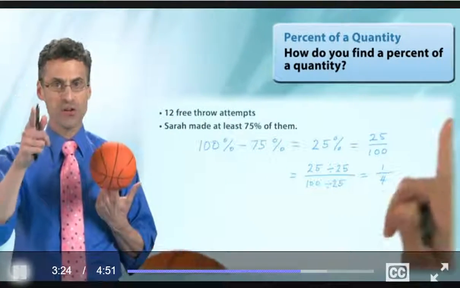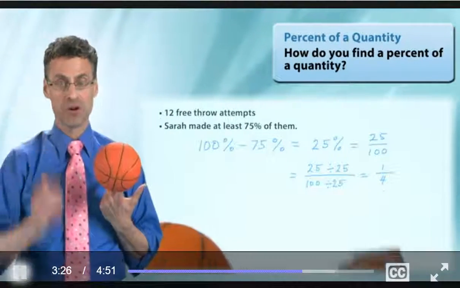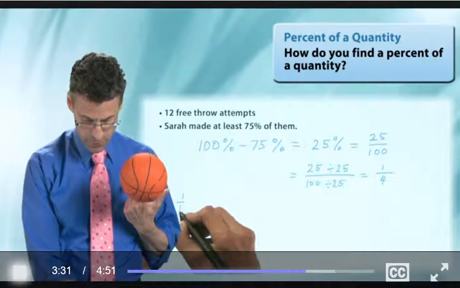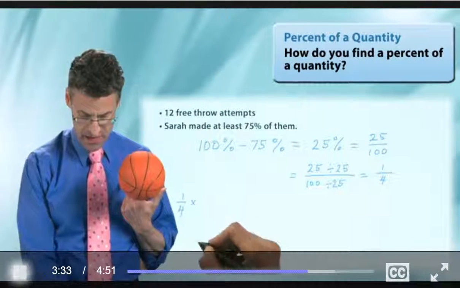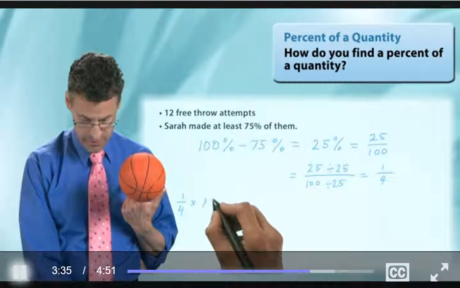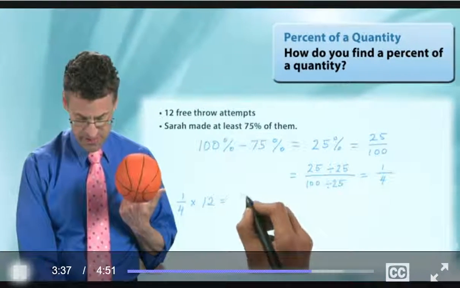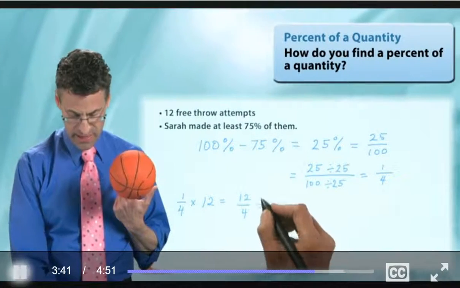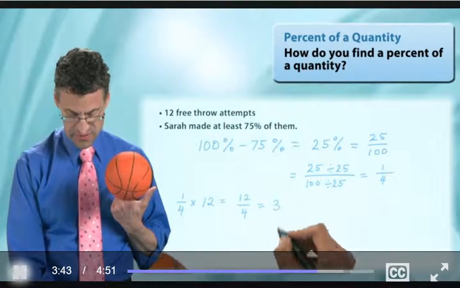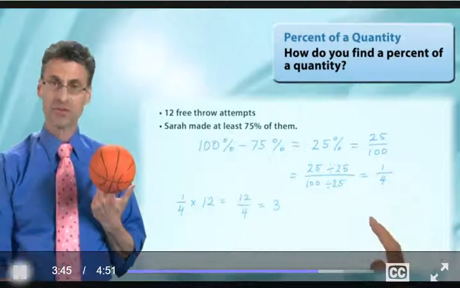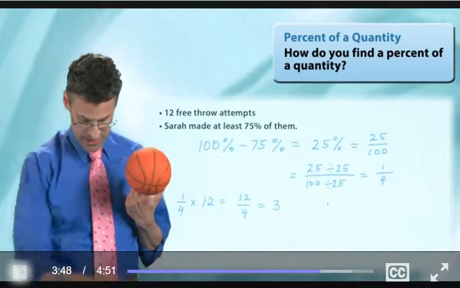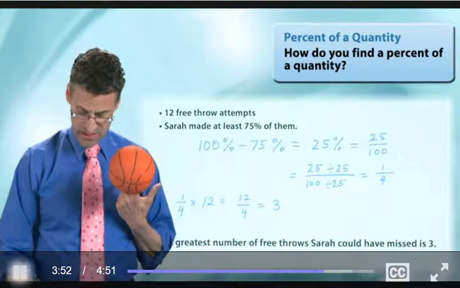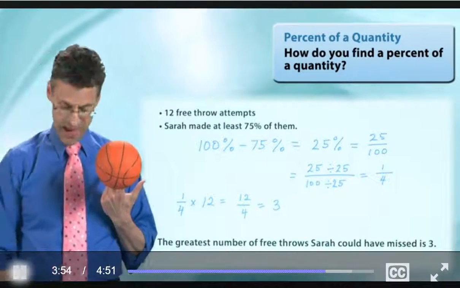Of is that math cue which tells me I should be multiplying. So now what I've got to do is take a look at 1/4 of, that's times, 12. And what is that? Well, that's the same thing as 12 divided by 4, and if we actually work this out, we see the answer, of course, is 3, because 4 times 3 is 12. And so the answer is that the greatest number of free throws that Sarah could have missed is, in fact, 3.